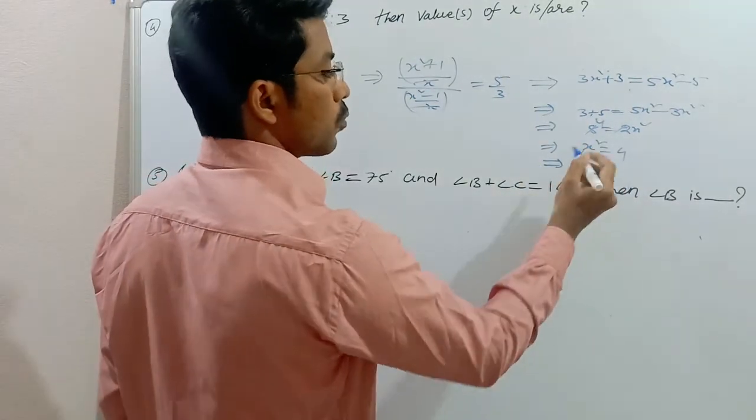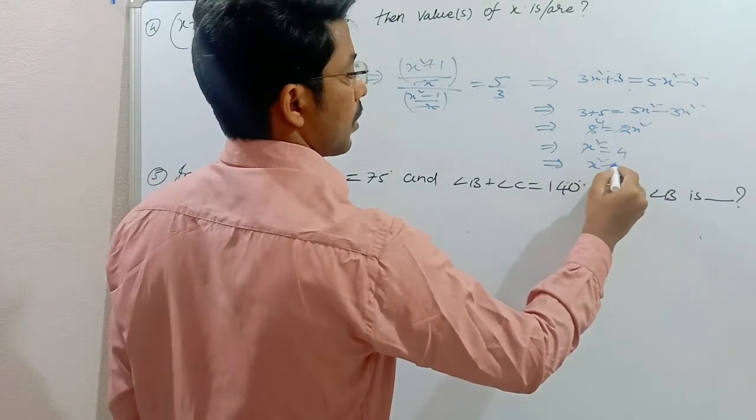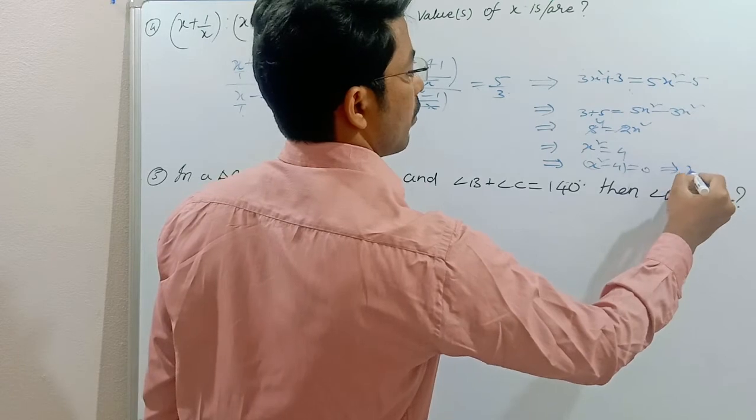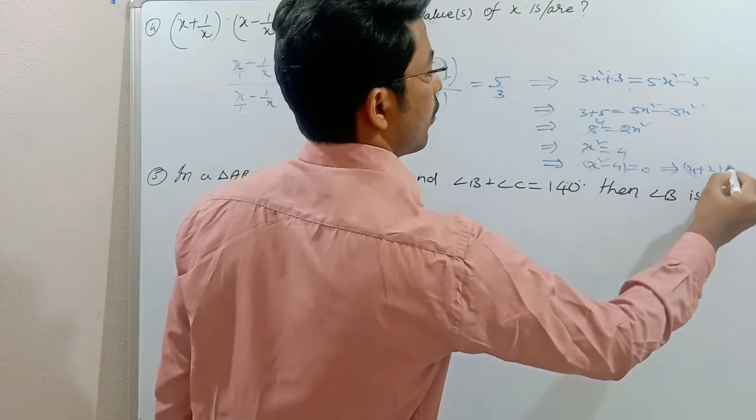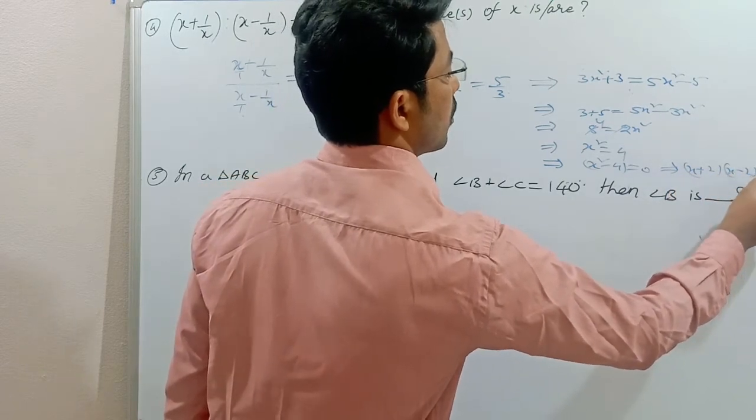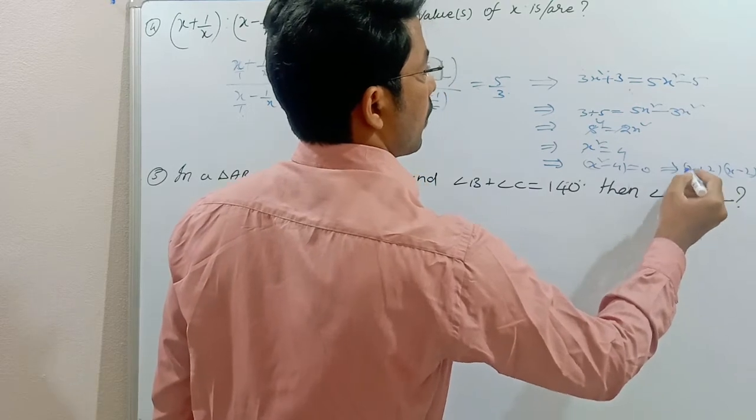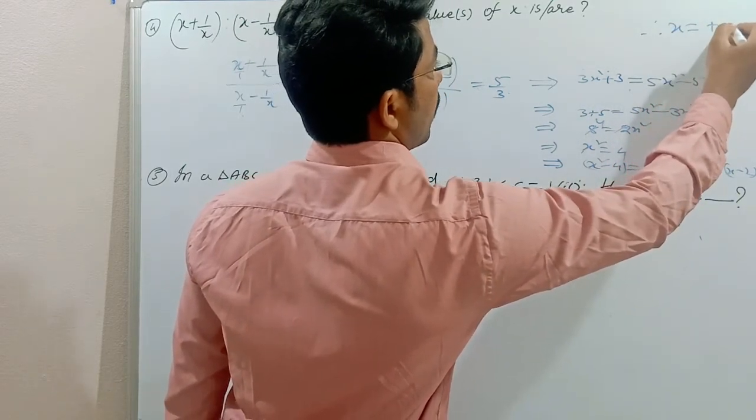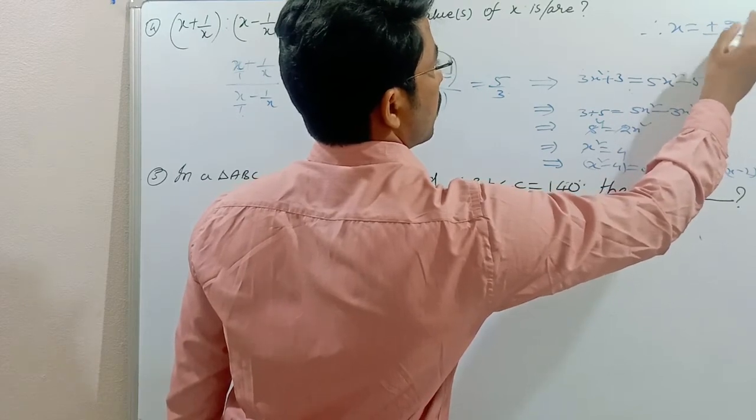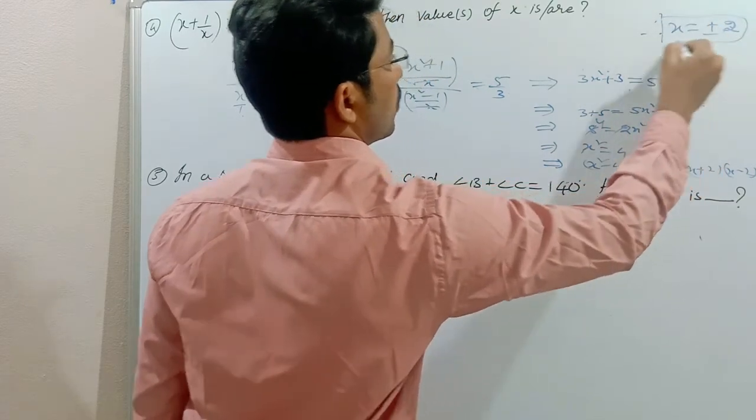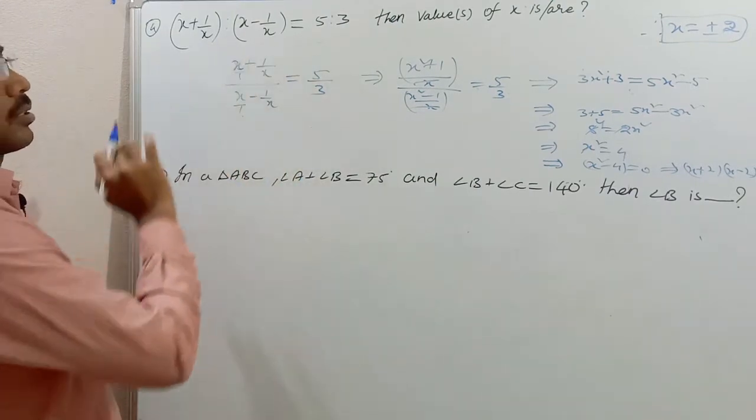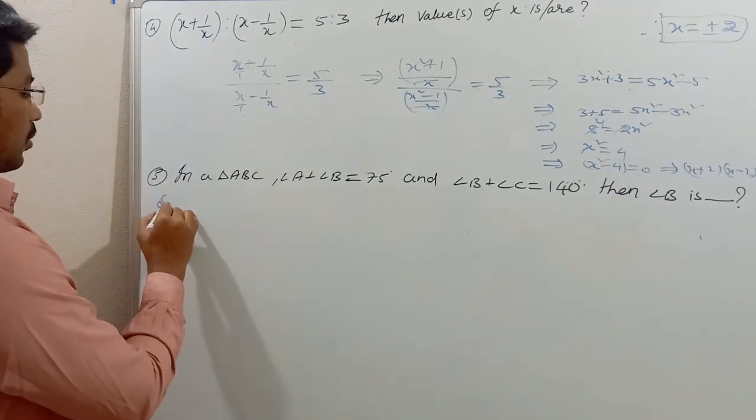So we have two values. x square minus 4 is equal to 0. Finally we get (x plus 2)(x minus 2) is equal to 0. Therefore the x values are plus or minus 2. So these are the values of x after solving this equation. Now coming to the next problem.